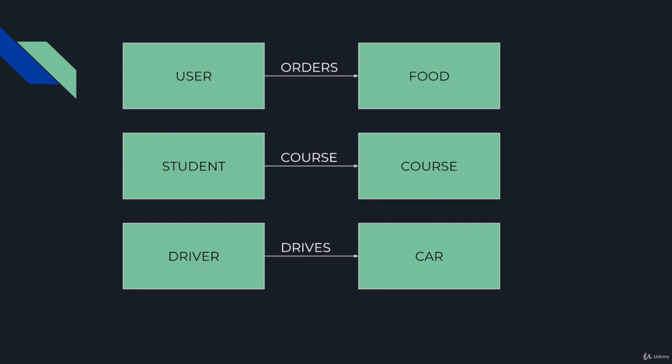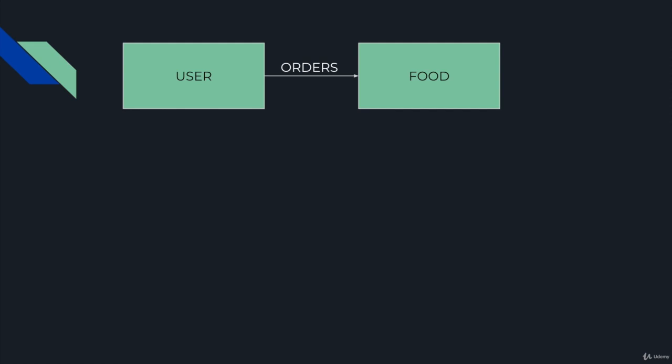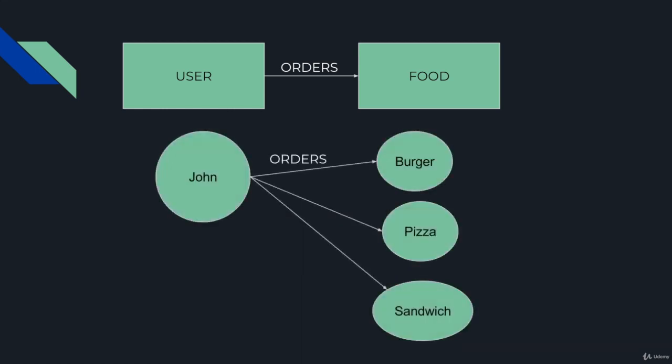So let's see how we can simulate these real world scenarios using classes and objects. We'll take the first scenario, which is the user orders the food. Here the user can be any user. Let's take, for example, a user John. He can order different kinds of food, which is burger, pizza, or a sandwich.